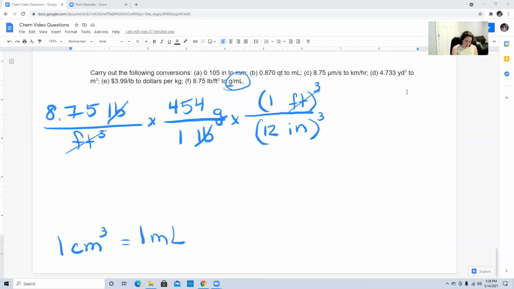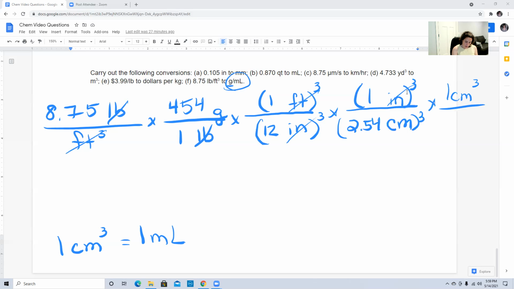And then we have inches. So I want to get rid of the inches. And again, one of these things, I've just done it enough times. 1 inch is 2.54 centimeters. You'd be welcome to look that up in a table or on the internet. But again, I want cubes. And then lastly, because now inches cubed is gone, 1 centimeter cubed is 1 milliliter. So I finally have grams per milliliter.